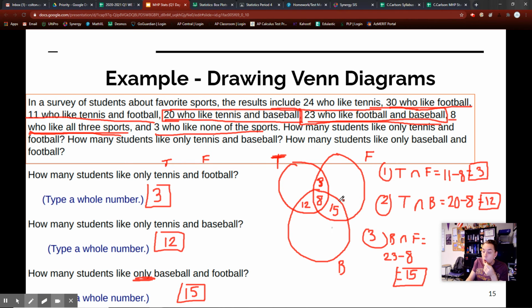These are the ones that only like it, but there's a total of 8 who like all of the sports. But taken together, football and baseball, there's 23 who like it.